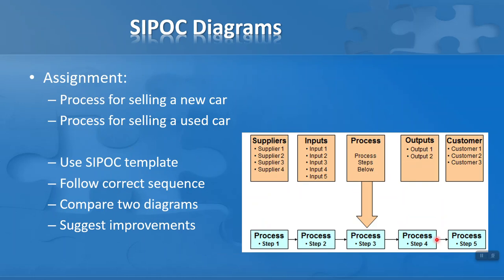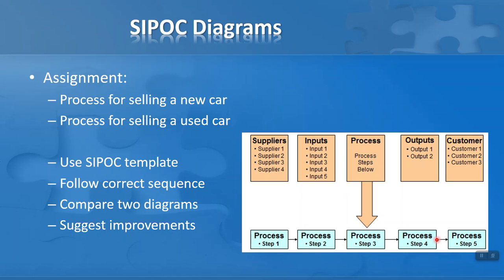So we're going to get you to do assignments in a separate section here. I'm going to get you to do a SIPOC diagram, in this case 2 SIPOC diagrams, one for the process of selling a new car. So this is from the viewpoint of the car salesperson. So what's the process for selling a new car, and what's the process for selling a used car?